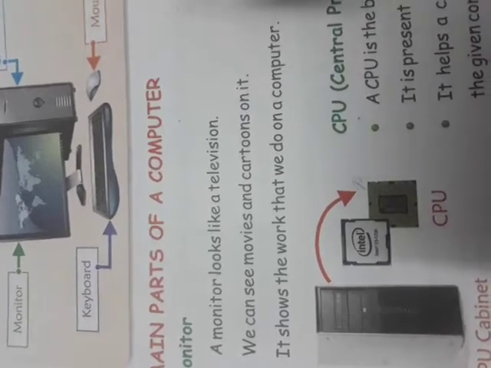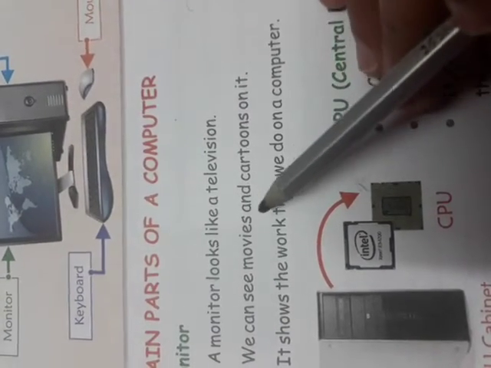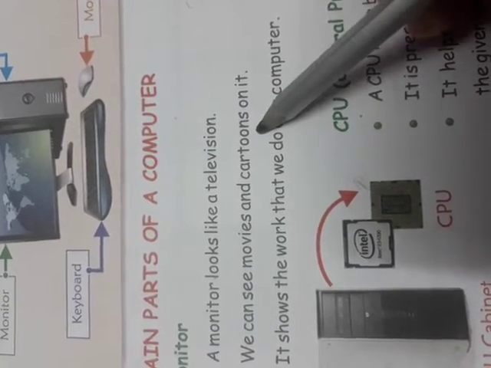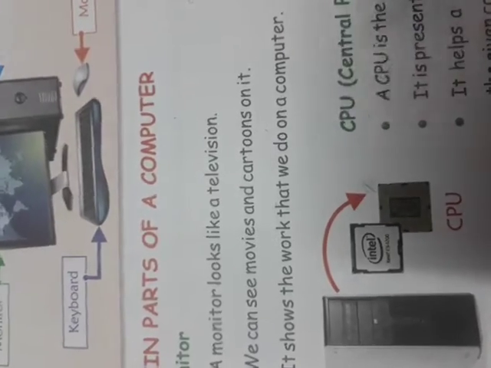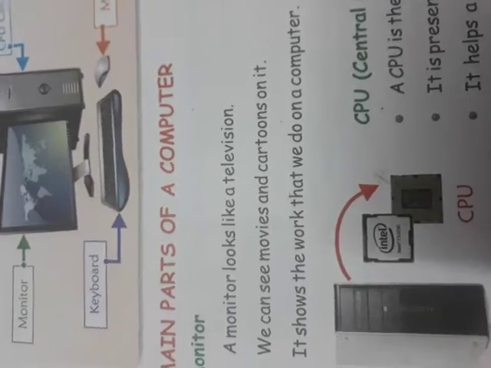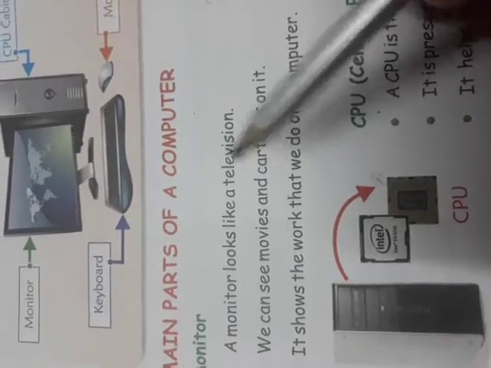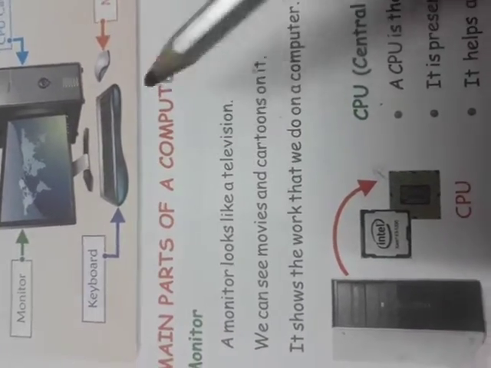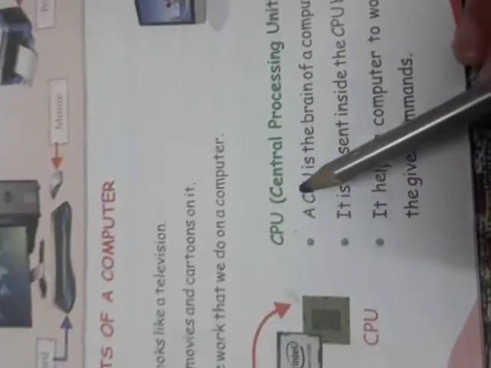Television. Okay, and what you can do on monitor, you can see movies and cartoons on it, and you can also see whatever work you do or type on keyboard. Whatever work you do on computer, that you can see only on the monitor, right? Okay, next we move on.